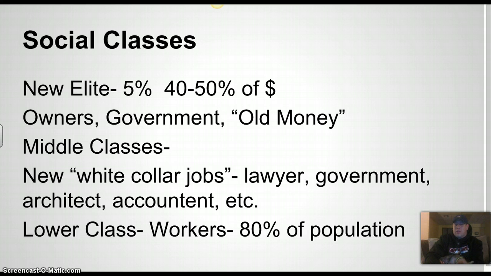That's a lot of people there, okay? In the middle, there are new white-collar jobs: lawyers, government officials, architects, accountants, etc., who would be the middle ground people in everything. As new governments and new factories got going, they created a need for a different kind of job. Not everyone was a factory worker. Other jobs were needed as well.